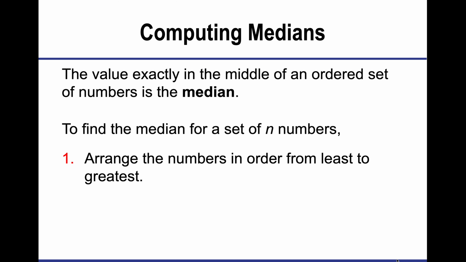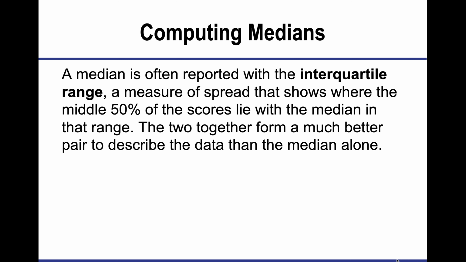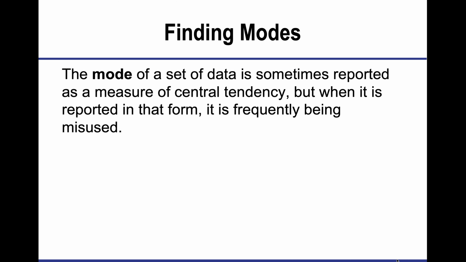To compute the median, that is the literal middle number of the data set. So you're going to arrange the numbers in order from least to greatest. If it is odd, the median number is in the middle, easy peasy. If it is even, you're going to find the mean of the two middle numbers by adding them together and dividing by 2. The median is usually reported with something called an interquartile range, which is a measure of spread that gives the middle 50% of those scores that lie in the median in that range.